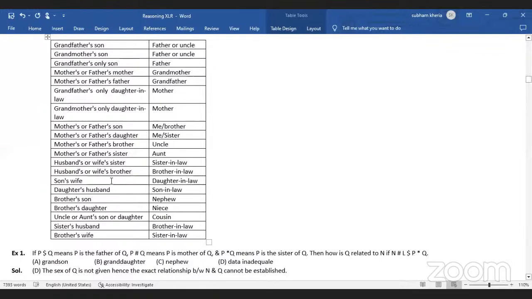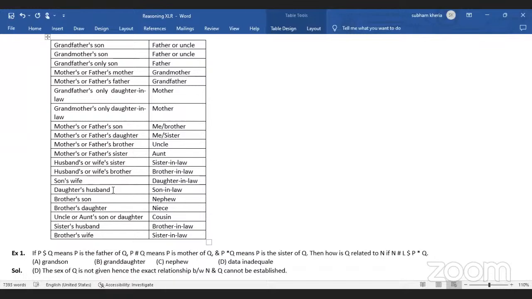ठीक है? Here we were. Son's wife. My son's wife will be my daughter-in-law. Bahu. Daughter is beti, again daughter-in-law is bahu. Okay. Daughter's husband. My daughter's husband will be my son-in-law, damadji. Okay. Brother's son, nephew. Brother's daughter, niece.